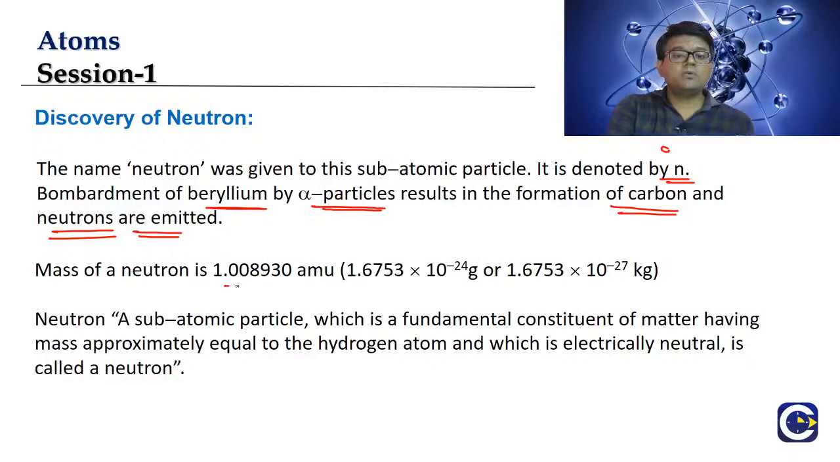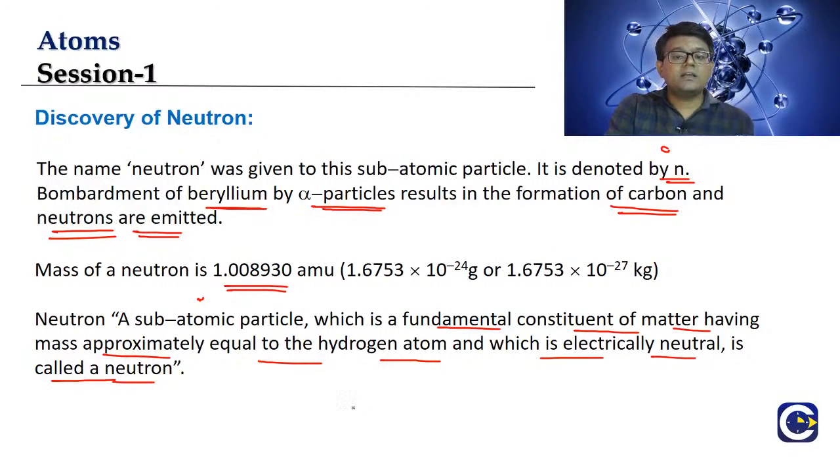The mass of the neutron is almost the same as the mass of the proton but slightly higher. So the definition of a neutron is: a subatomic particle which is a fundamental constituent of matter, with mass approximately equal to the hydrogen atom, and electrically neutral. So this is what is called a neutron.